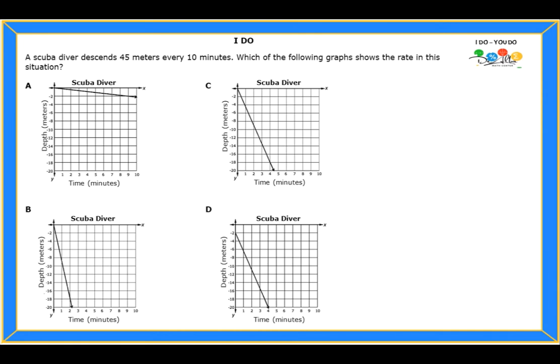And it says, a scuba diver descends 45 meters every 10 minutes. Which of the following graphs shows the rate in this situation? So what's the first thing that I noticed?